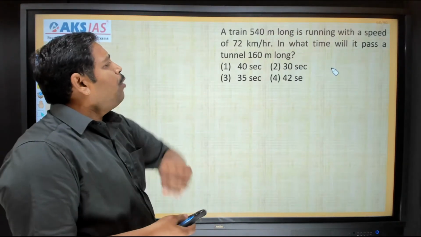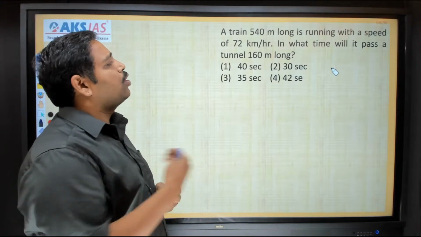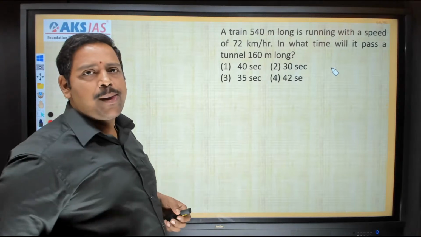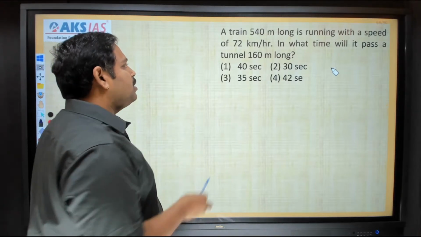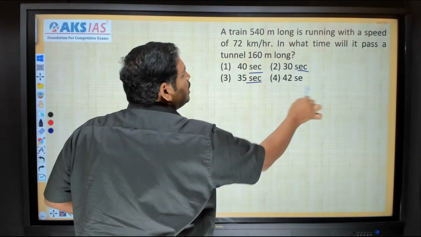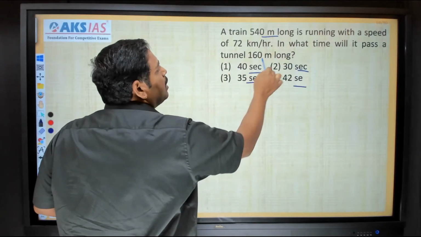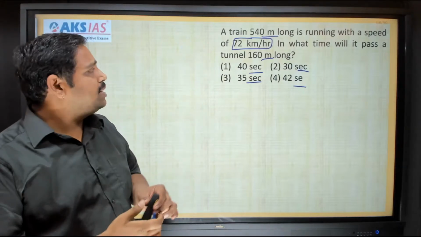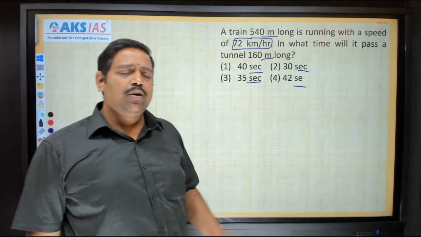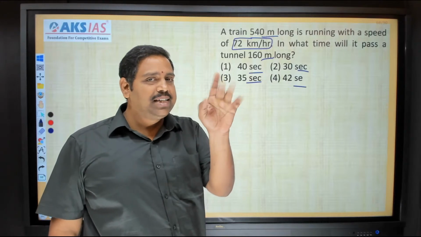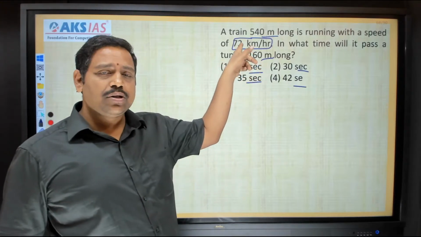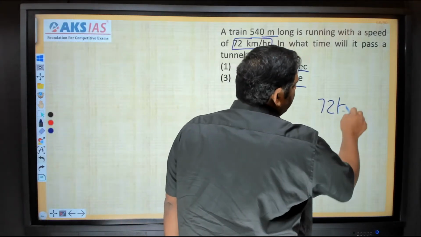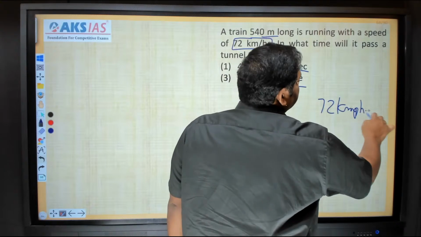A train 540 meters long is running with a speed of 72 kilometers per hour. In what time will it pass a tunnel 160 meters long? Again a basic question. Time is in seconds and distance is in meters, so the speed should be converted into meters per second. We know that 18 kilometers per hour means 5 meters per second. So 72 kilometers per hour is 5 fours, that is 20 meters per second.